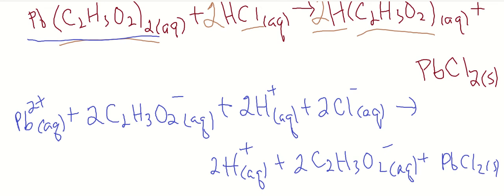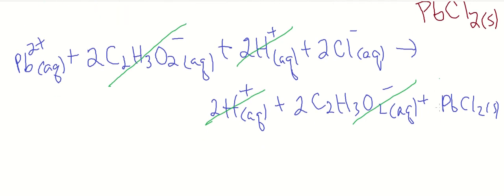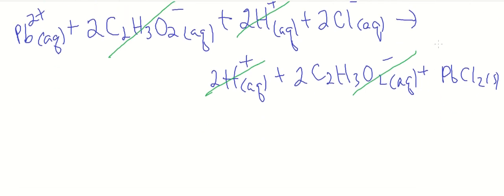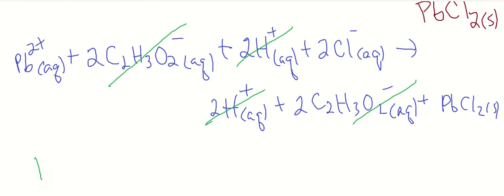All right. The spectators are the ones that appear on both sides of the equation exactly the way they are, and they don't participate. So we're going to get rid of those spectators and rewrite what is left to get our final answer.